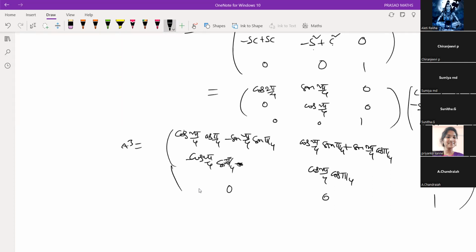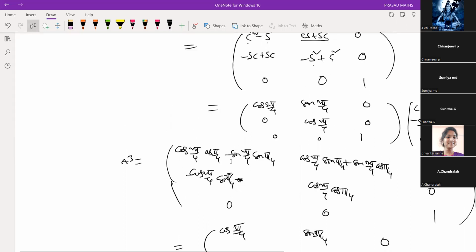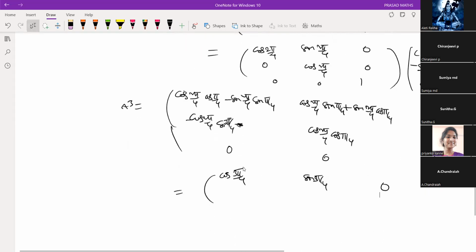We can use the formulas cos(A plus B), cos(A minus B). Tell me, what is this? Cos 3 pi by 4. What is this? Sin 3 pi by 4, right? Next, this is 0. Now, what is this? 5 pi by 4. Is there any formula for that?